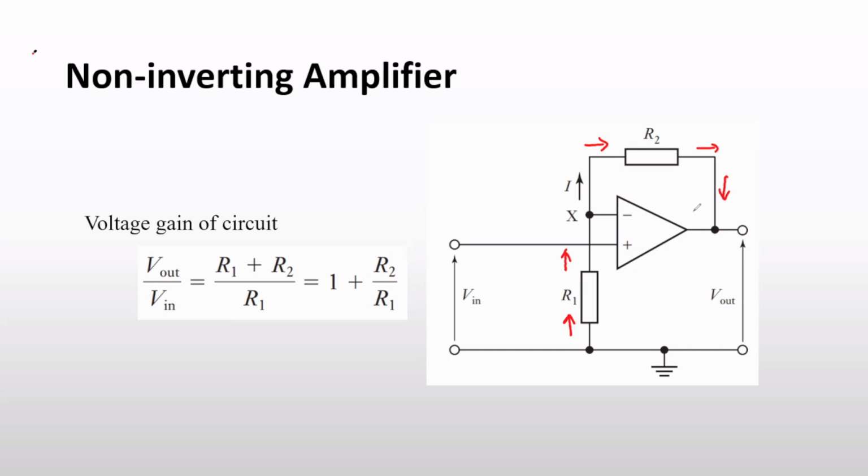And now you can apply the two golden rules and apply Ohm's law to these R1 and R2 resistors and obtain the voltage gain of the non-inverting amplifier. Non-inverting amplifier voltage gain එක දැන් ඔයාලට හොයන්න තියෙනවා. So now you can start.